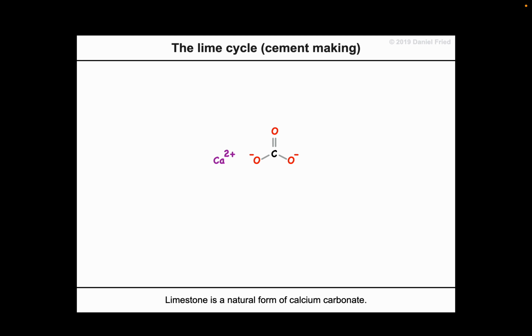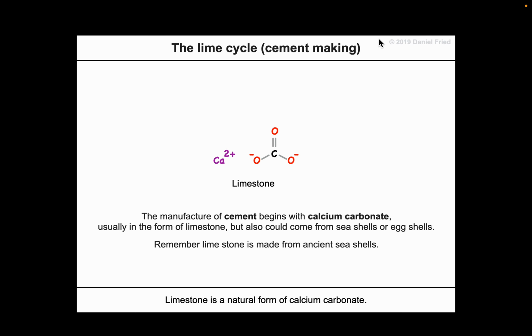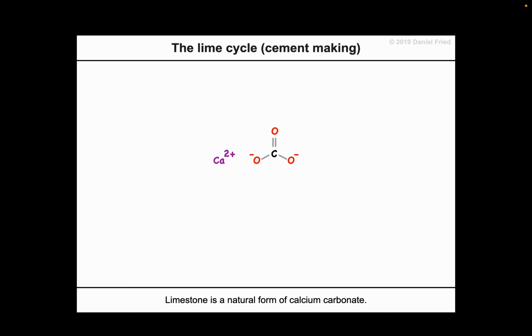The lime cycle, cement making. Limestone is a natural form of calcium carbonate. The magic reaction begins with calcium carbonate, usually in the form of limestone. Remember, limestone is made from ancient seashells. You can actually find videos on YouTube of people making cement, but back to it.